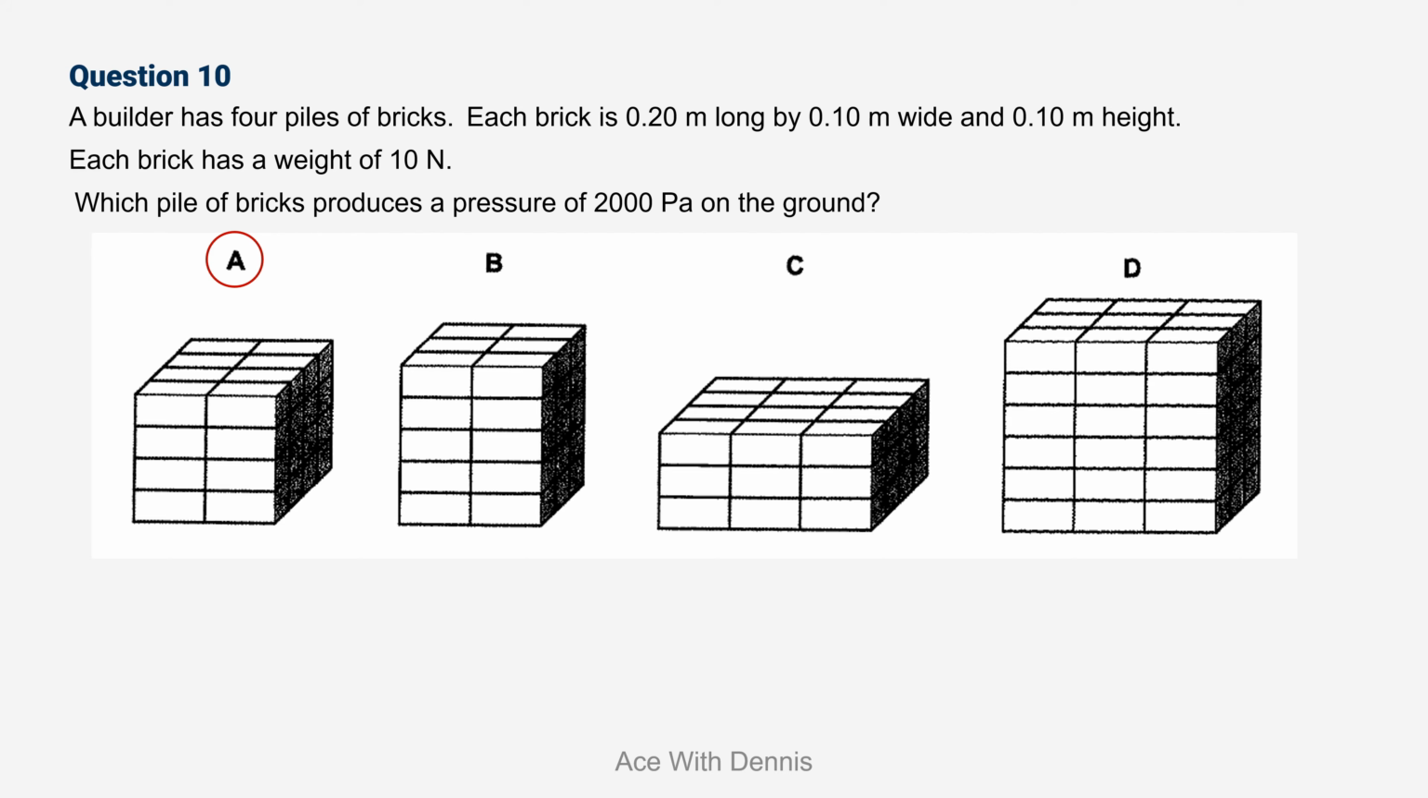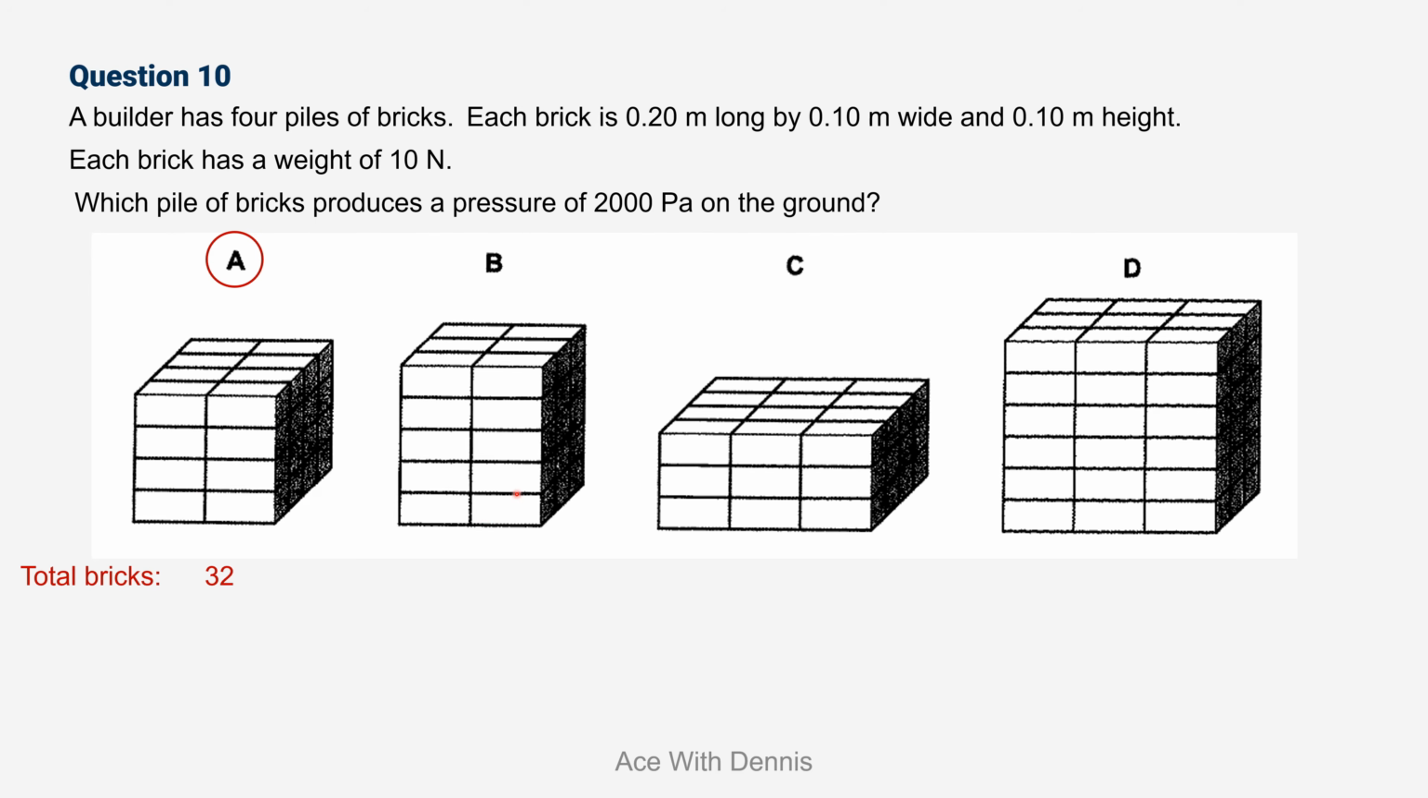So to find the total weight of each pile, first we need to know the total bricks for each pile. So for option A, the total bricks will be 32. Alright, so how to get 32? You can look at this direction, right? So we have 2 bricks here. Over here we have 4 bricks, and in the height we have 4 bricks. So 2 times 4 times 4 will be 32. Hence we have 32 bricks here.